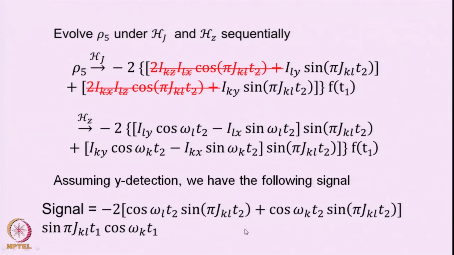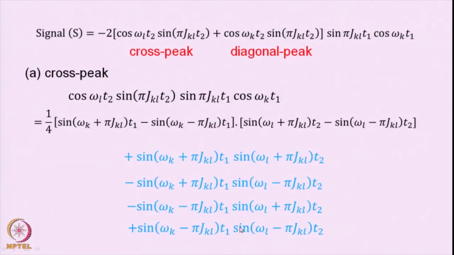Let us look at this in more explicit forms. The signal that I am going to collect will be of this type, because the operator part has been removed because you already taken the trace with ILY and IKY. So, therefore, I only written the coefficients which are the ones which are responsible for the frequencies. The cross peak is cosine omega L T2 sin pi j k L T2, and the diagonal peak is cosine omega k T2 sin pi j k L T2, multiplied by the sin pi j k L T1 cosine omega k T1. Let us analyze the cross peak.